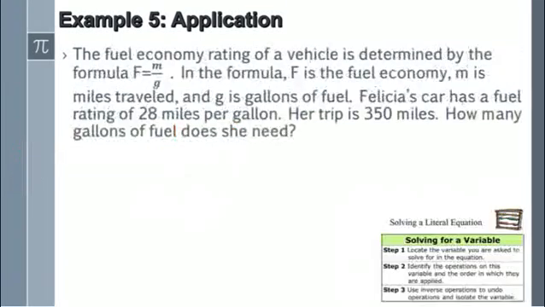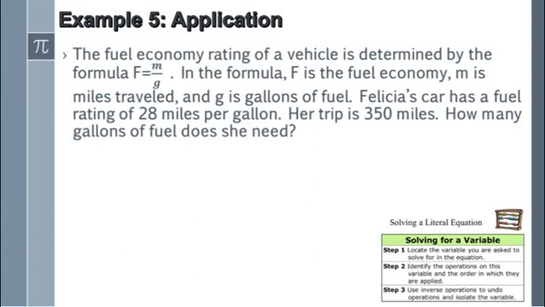And then our last problem. The fuel economy rating for a vehicle is determined by the formula F equals m divided by g, where F is the fuel economy, m is the miles traveled, and g is the gallons of fuel. Felicia's car has a fuel rating of 28 miles per gallon. Her trip is 350 miles. How many gallons of fuel does she need?